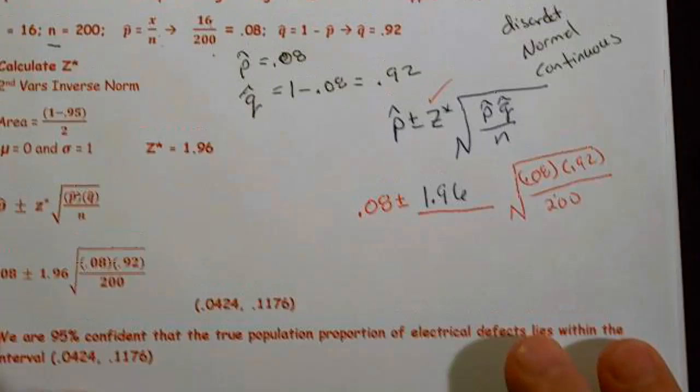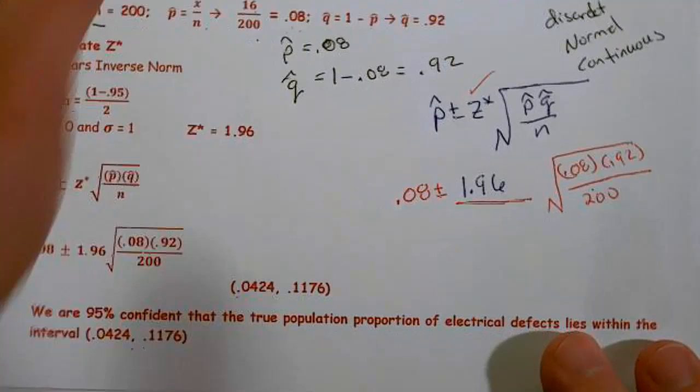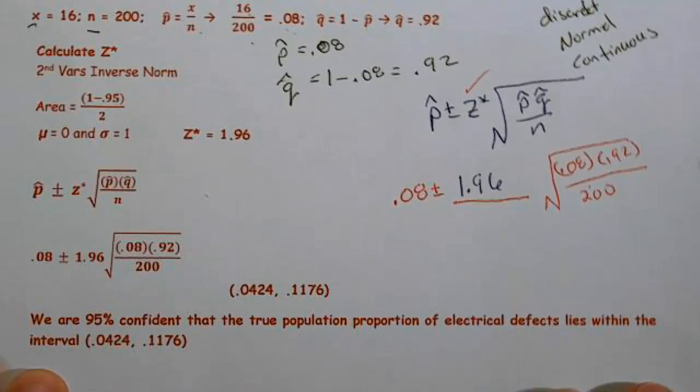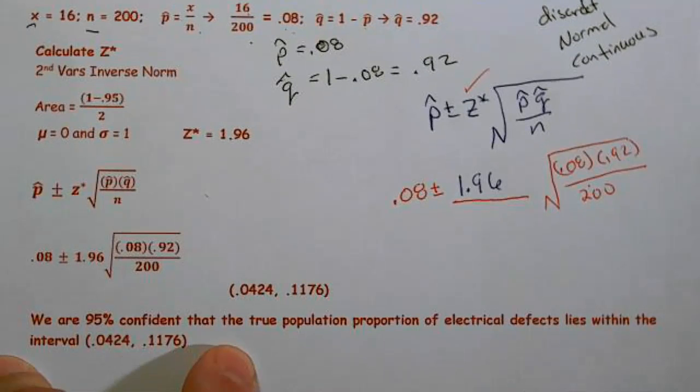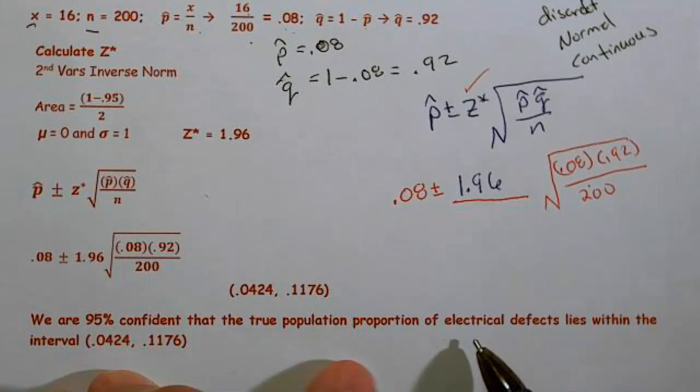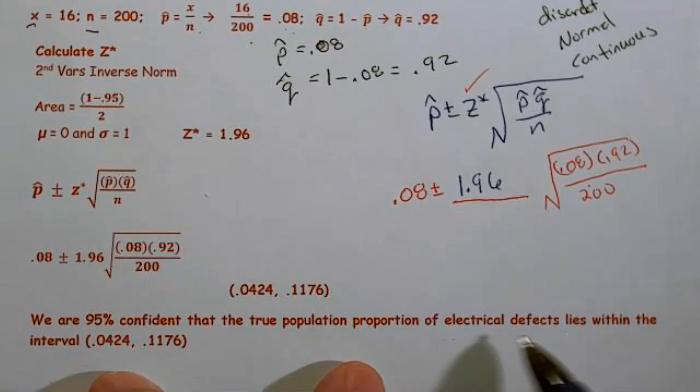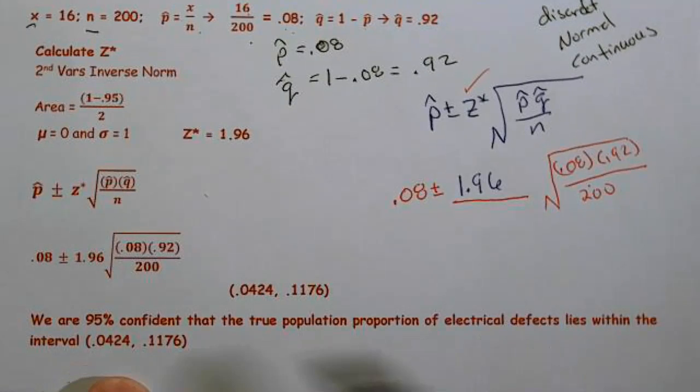So then I need to write my conclusion. And in my conclusion, we are 95% confident that the true population proportion of electrical defects in the batch, but we can shorten it up, proportion of electrical defects lies within the interval 0.0424 to 0.1176. Now, what I did not include was that in repeated sampling, we expect to capture the true population proportion of electrical defects 95% of the time.